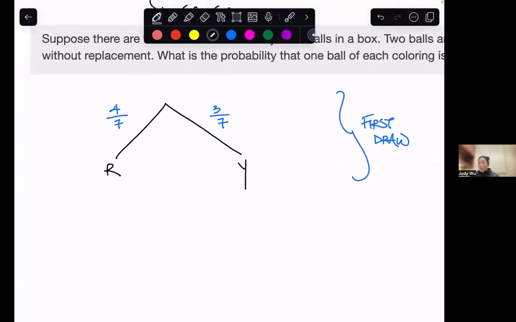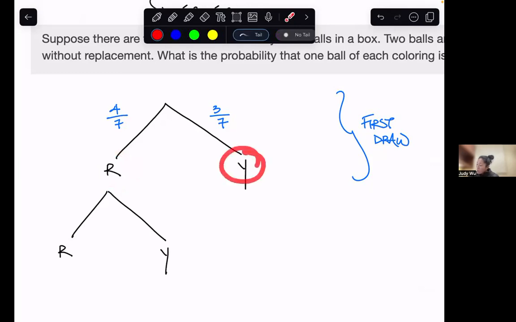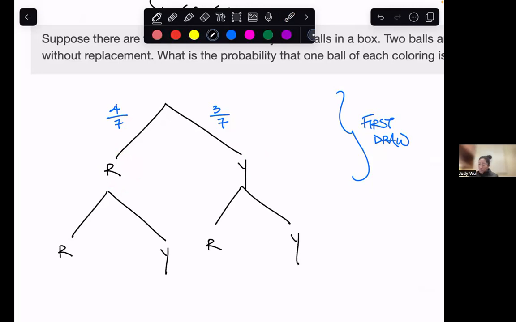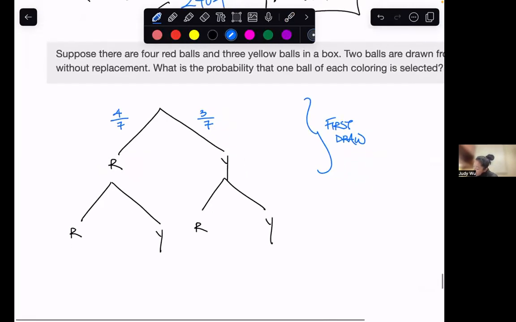Now, once we take that ball out, let's think about what other options we have. We could now choose a red one or a yellow one after we've chosen a red one. Or maybe we pick a yellow one first, and then either the next one is red or the next one is yellow, okay? And so these make up the second draw.